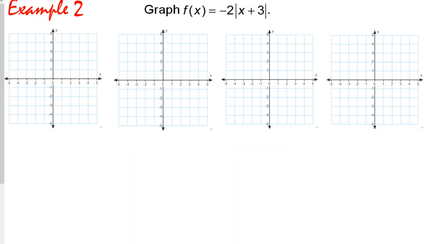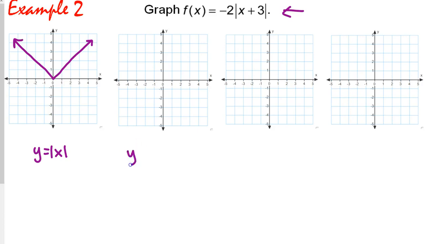Okay, something similar, but this time it's a different parent function, or a different basic function. We're going to use y equals the absolute value of x, and eventually we want to get to f of x equals negative 2 times the absolute value of x plus 3. So remember your absolute value graph. It has a vertex at 0, 0 as well, and it's a V shape. Let's see if I can make that straight. More or less something like that.